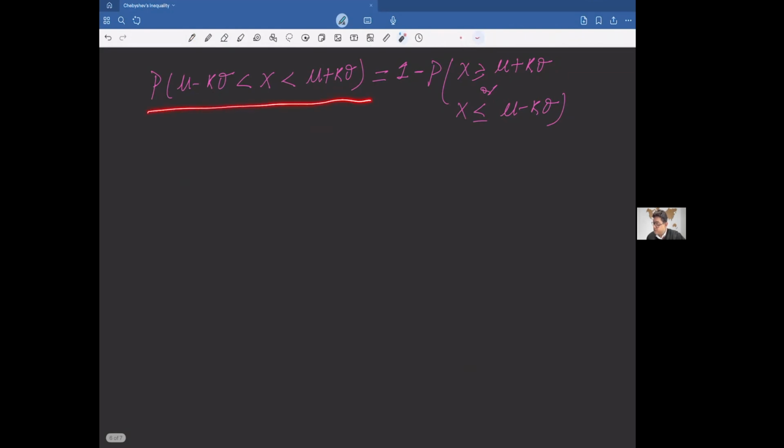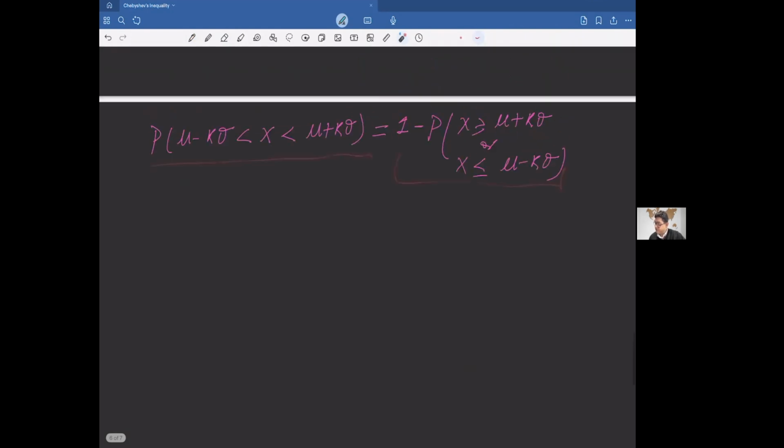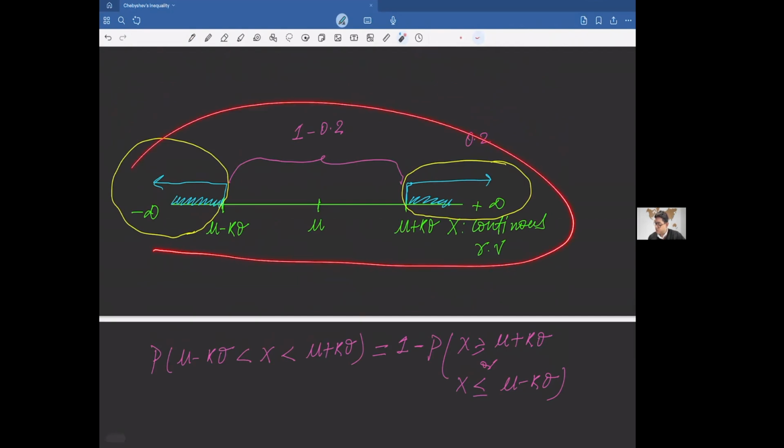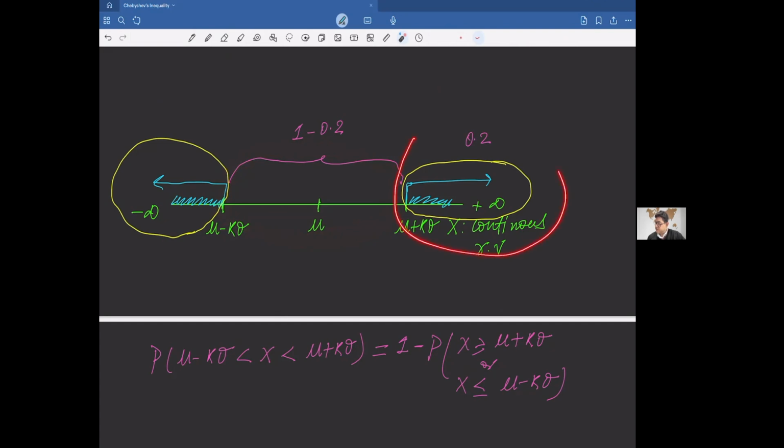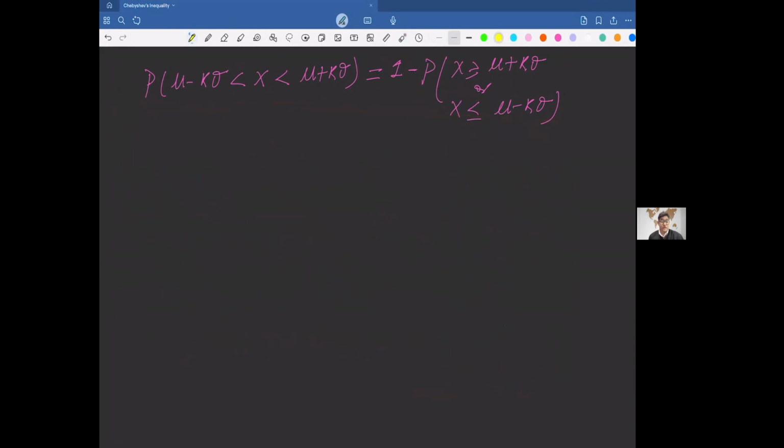I hope you have understood this. This is the same thing that we have discussed here. This whole probability is equal to 1 minus this probability plus this probability. Look at this carefully. This whole thing is one probability, and this whole thing is one probability. This is just for understanding purpose. Let's call this A, and let's call this whole thing B. Fine. This is just for simplicity.